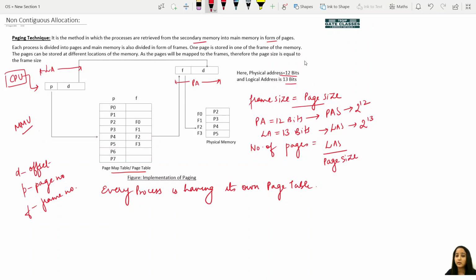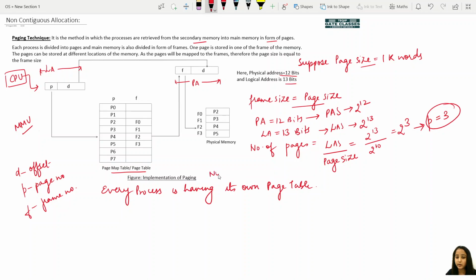Let us suppose the page size is given as 1k words. So what will be the LAS? 2 raised to power 13 over 1k, which is 2 raised to power 10. So what will it be? 2 raised to power 3. From here I will be able to get the page number bits, that is P equals 3.